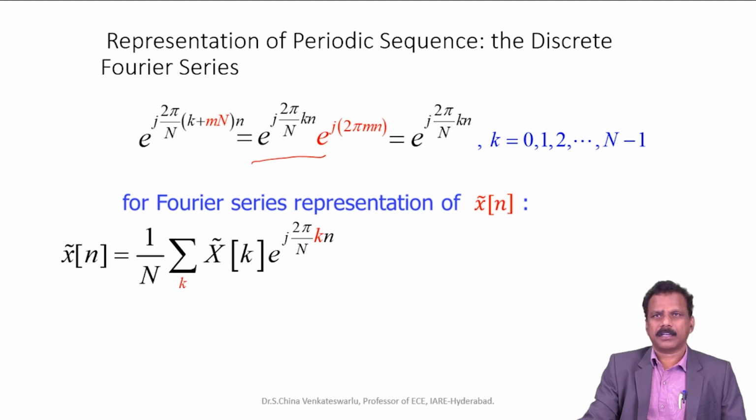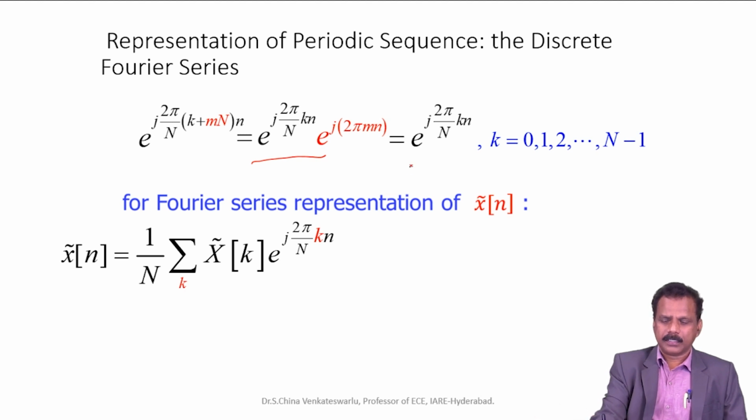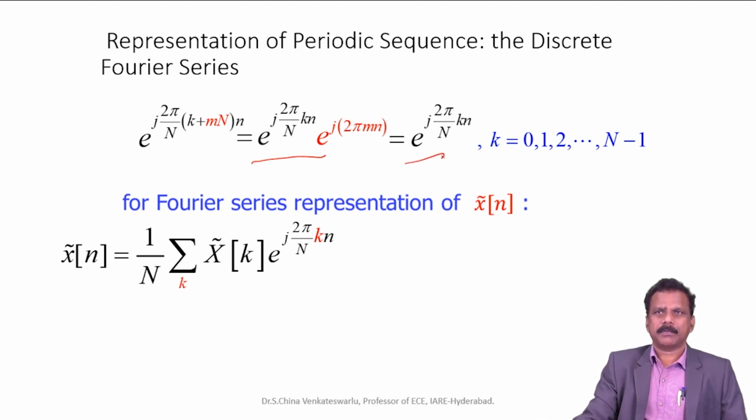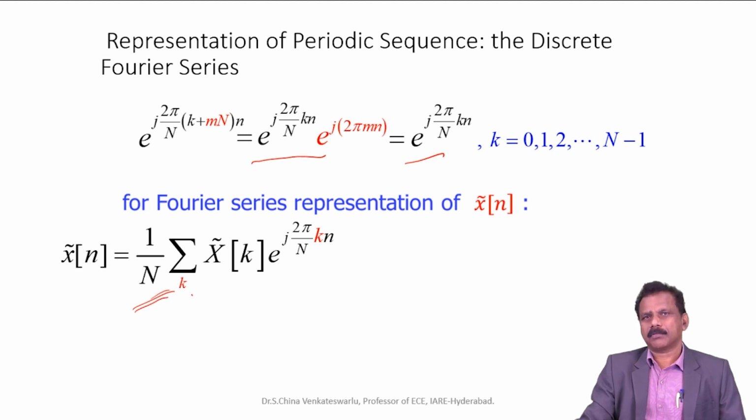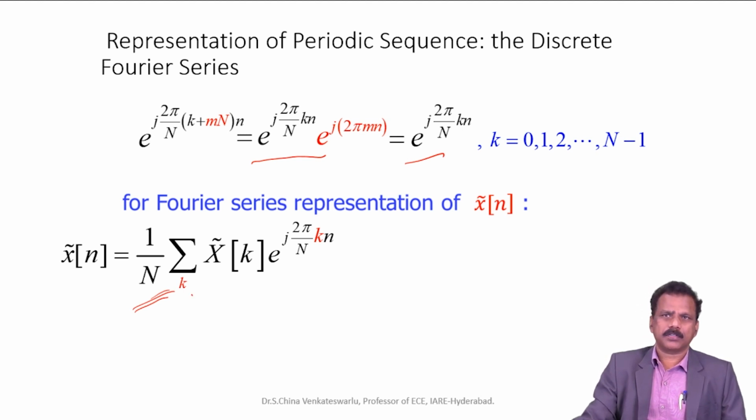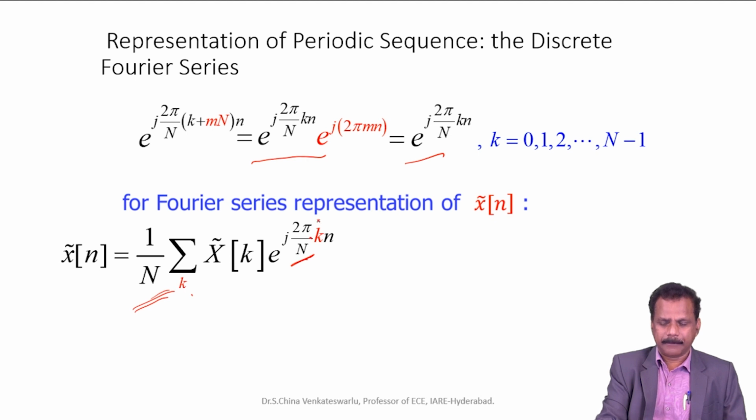It is nothing but a twiddle factor with the e power j 2 pi mn. So overall, after simplifying this, it is equal to e power j 2 pi by capital N into kn, where the k value is to be substituted according to how capital N is decided. For the Fourier series representation of x tilde of n, x of n is equal to 1 by N into the summation k equals 0 to N minus 1 of x of k e power j 2 pi by N into kn.